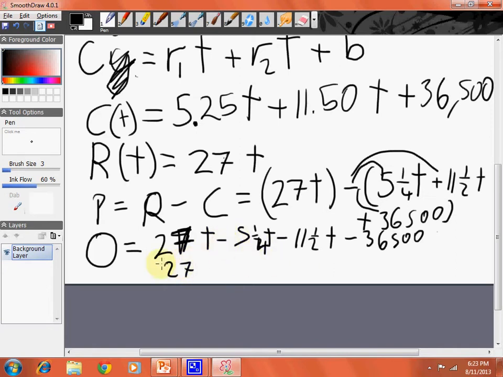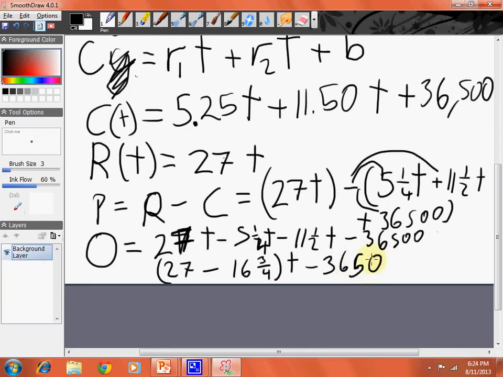Let's factor out the t. And when you combine these two, it's going to be negative 16. And this is the same thing as saying 2 over 4, so 3 over 4 t, and then minus that initial number.